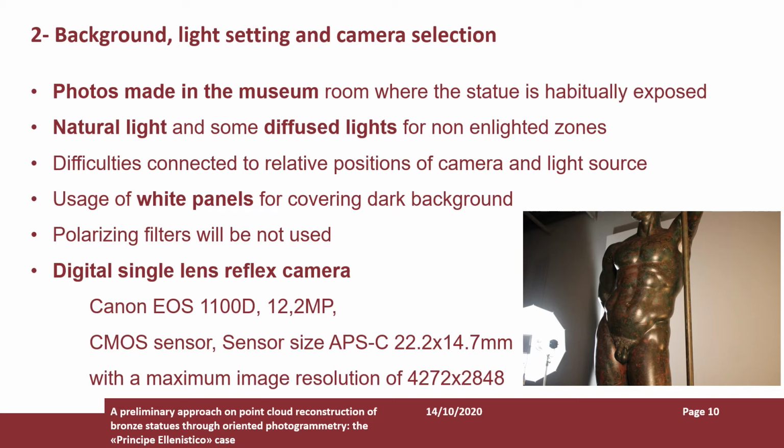In some cases, we were able to use white panels to augment the differences in terms of color between the statue and the background. But more than sometimes, the dark background was impossible to exclude, generating some difficulties in the resulting photos. We decided to not use polarizing filters in order to avoid influencing the texture to be obtained. The reflex camera chosen was an entry-level camera sold by Canon, whose specifications are here reported. You can see on the right a portion of a photo made during the photo set.